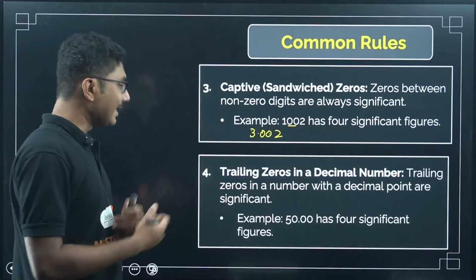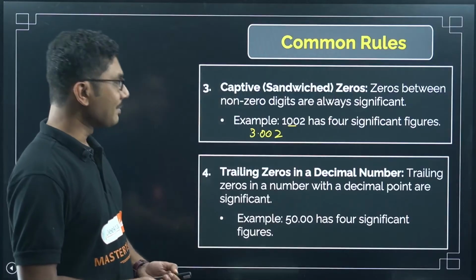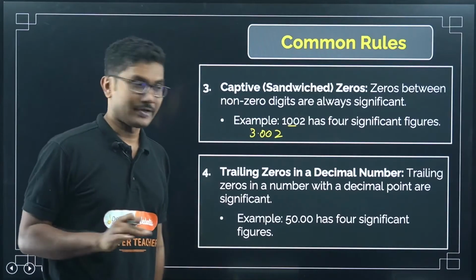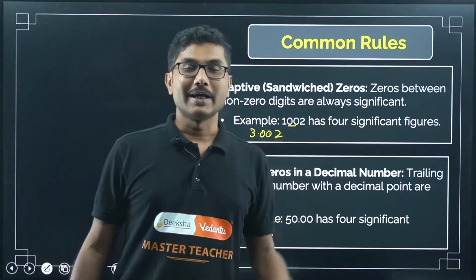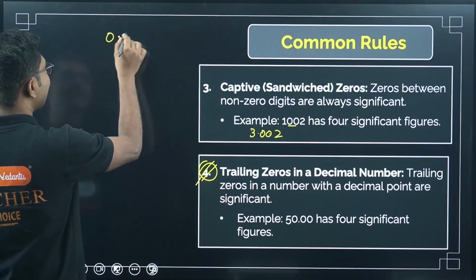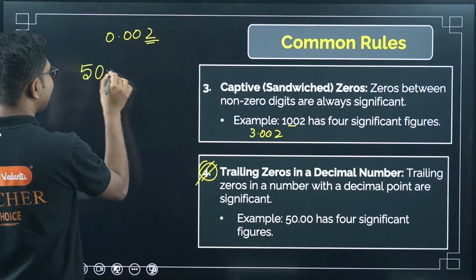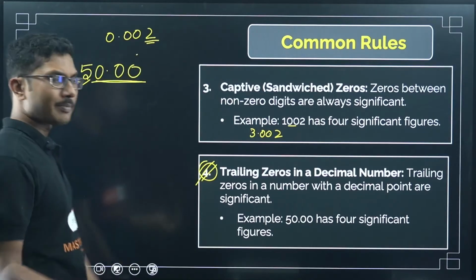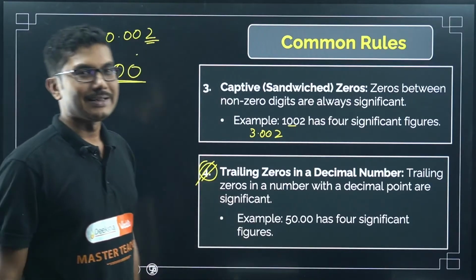Next is trailing zeros in a decimal number. Trailing zeros in a number with a decimal point are significant. For example, 50.00 has 4 significant figures. This is interesting and important. This is exactly in contrast with what we learned in the second point. In the second point we learned that if it is like this, then only this is significant. But now we are saying if it is like 50.00, all the zeros are significant. All the zeros, including between non-zero numbers, are always significant, right?